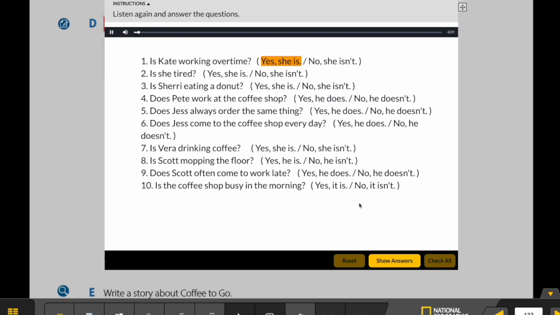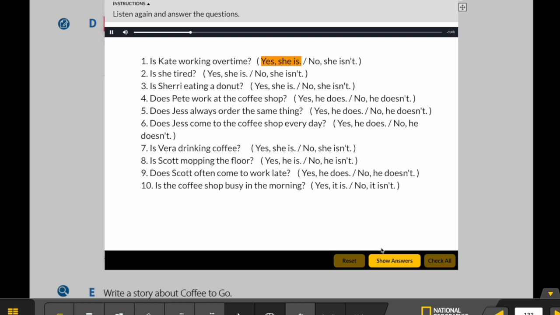It's early in the morning at Coffee to Go. Kate is working behind the counter. She's at the cash register. She's taking an order. She's tired because she's working overtime again. Sherry is standing in front of the counter. She is buying some coffee. She is on her way to work.